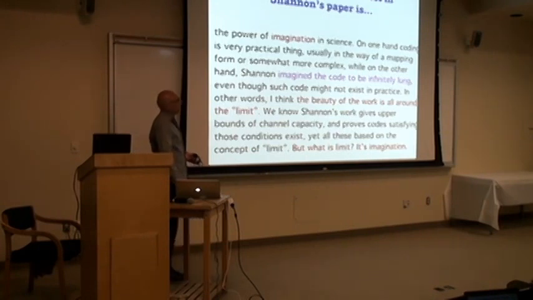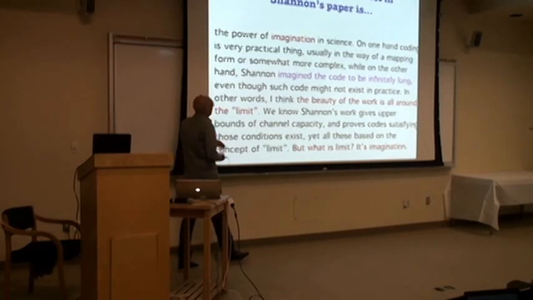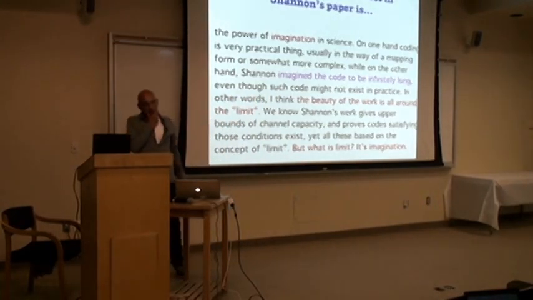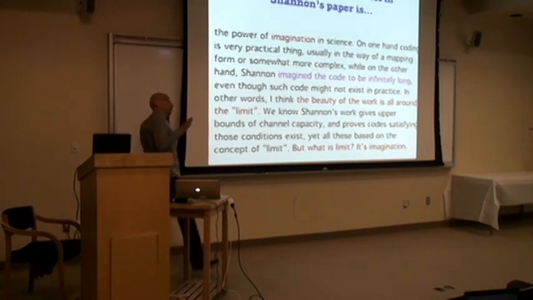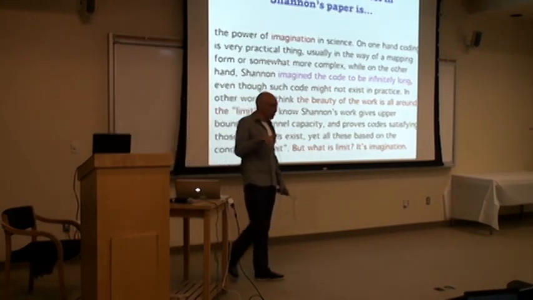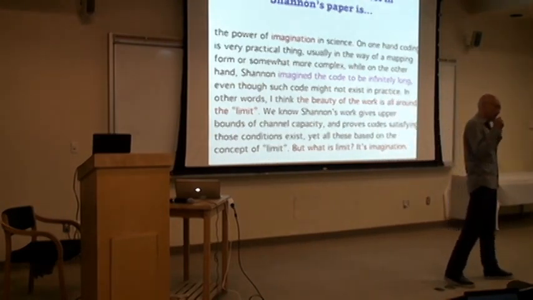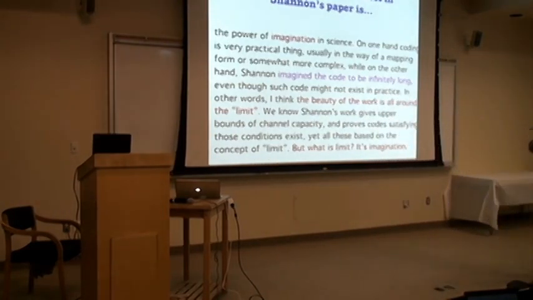Okay, now this one is interesting because you notice that I put it here in a different color. Imagine the code to be infinitely long. Okay, so don't make that mistake. Information theory is not about infinitely long codes. It's about codes that are born and die. Okay, with a finite lifetime.